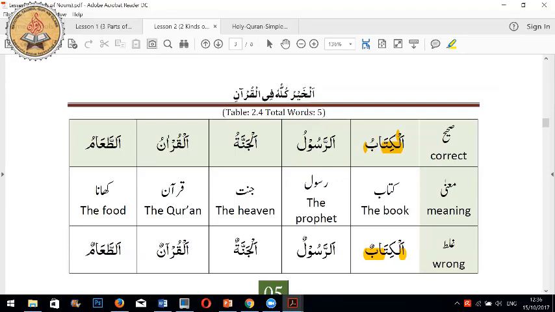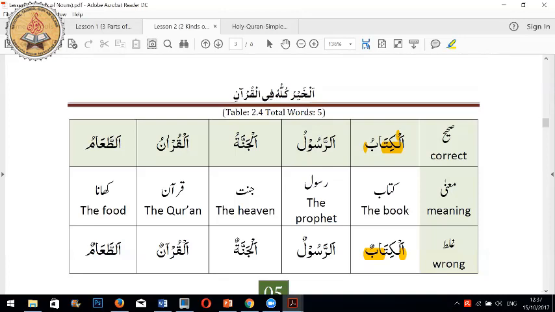If I remove alif lam, then originally tanween will bloom in full colors, and it will be read kitabun, meaning a book. If I say the book, I am understanding a special, particular book. The Quran says zalikal kitabu la rayba fi. That is the book. The book is being referred to as the Quran. This is that book in which there is no doubt.